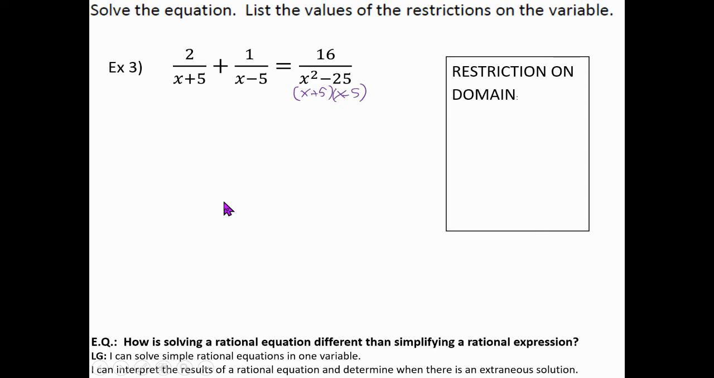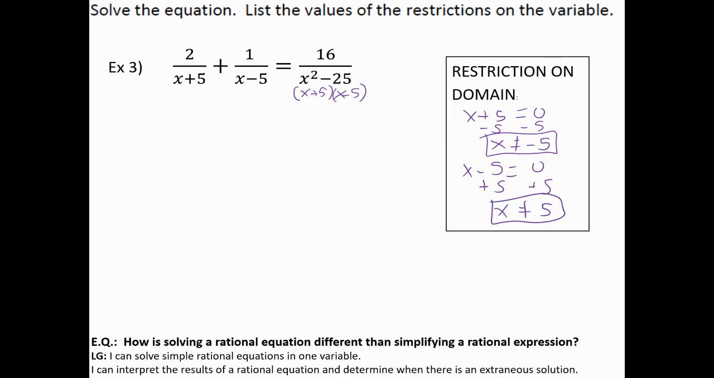So just like we did before, we're going to take those things, x plus 5, x minus 5, set them equal to 0. All right, easy enough. We know it can't be negative 5. So x cannot equal negative 5. That's one restriction. And add 5, x cannot equal positive 5. So when we actually solve this, we're going to look at our answer, and it cannot be these two.